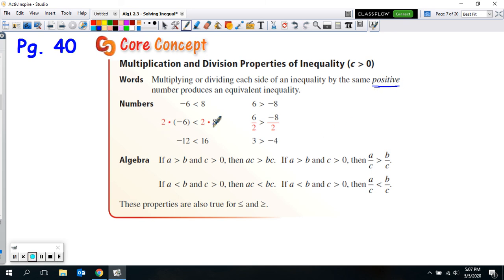You're multiplying by positive 2, or here you're dividing by positive 2. When you multiply or divide by a positive, look at what we do here. We keep the sign. Just like the song said, we keep the sign exactly the same direction. It's less than here, it's still less than. It's greater than on this one, it's still greater than. So when you're multiplying or dividing by a positive, you don't do anything to the inequality sign, you keep it. Let's try a couple of those as we start here.